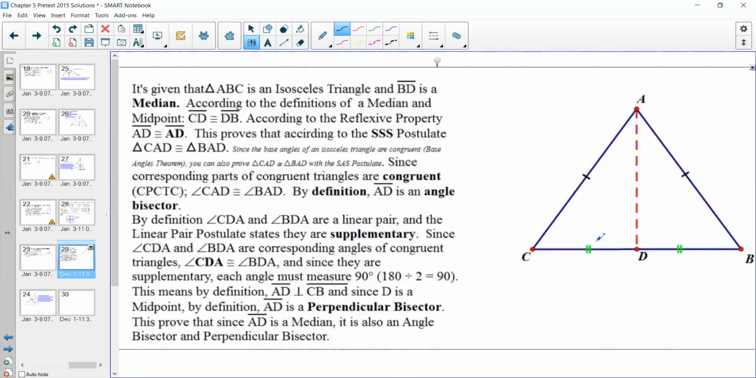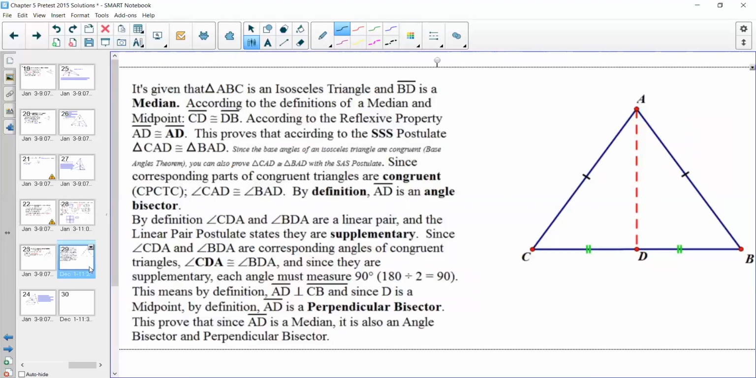The thing that I was trying to reinforce, you're not going to have to do anything like this on the test. Again, I've got to make sure I took that off, but I'm not planning on you having to do anything like this on the test. What I'm trying to reinforce is what you see on number 30, that for an isosceles triangle, the median is also going to be an altitude, a perpendicular bisector, and an angle bisector.